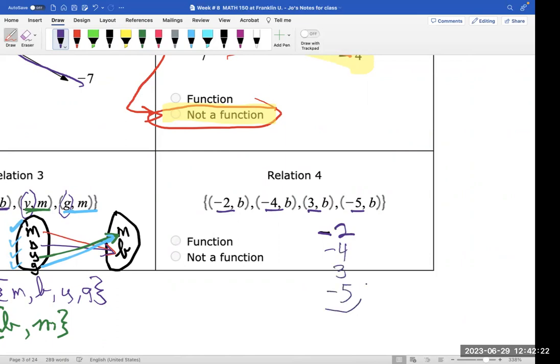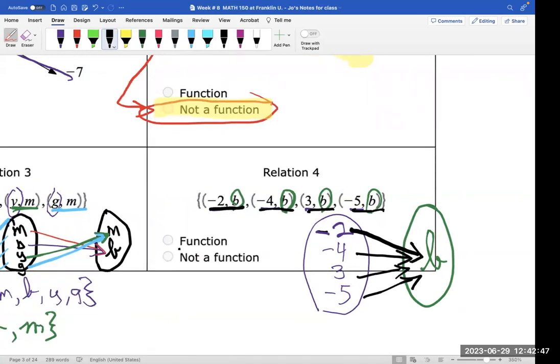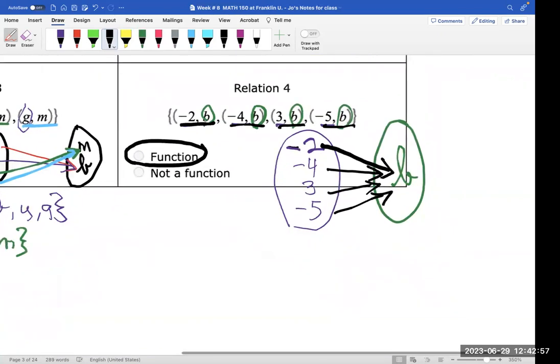So these are the elements in my domain. The elements in my range are just one letter, okay? How does this work? -2 input, outputs a B. -4 input, outputs a B again. 3 input, outputs a B. -5 into my function, outputs a B. So this is a function because each input only goes one place. Now, all of the inputs go to that one place, but that's okay.